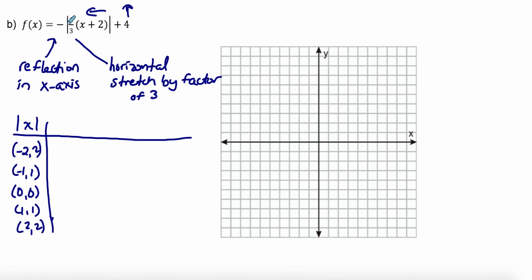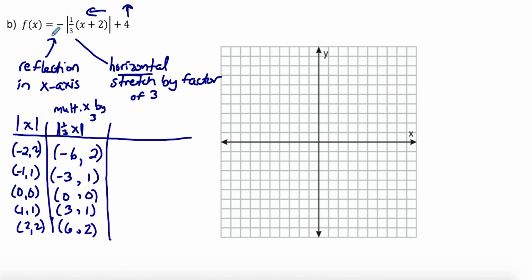Because it's inside the brackets, I might start with a horizontal stretch by a factor of 3. So that means we have to multiply our x values, because it's horizontal stretch, our x values by 3. So we'd end up with -6 and -3 and 0 and 3 and 6. But our y values would stay the same.